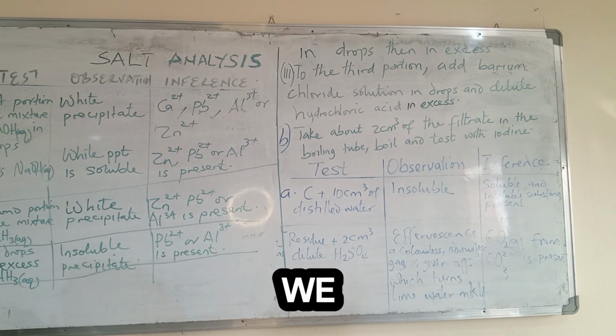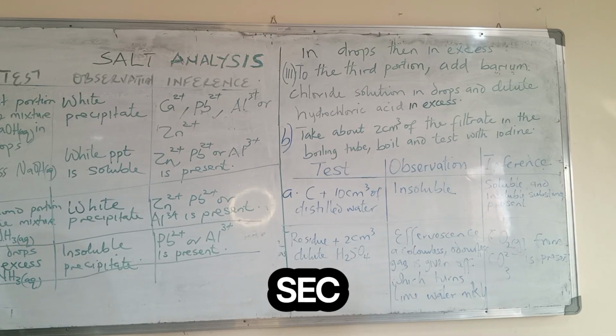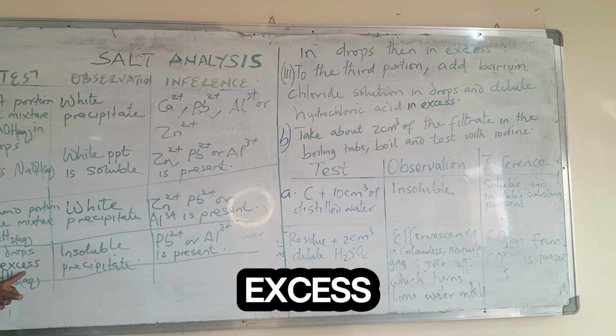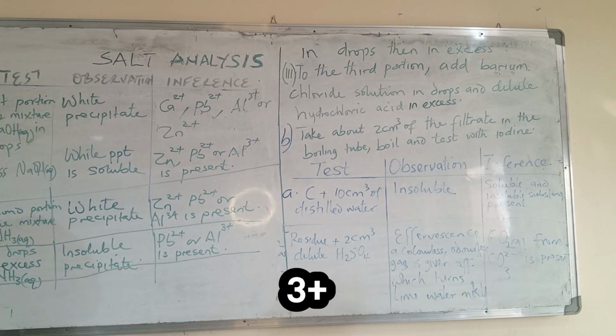Now, we have done the ammonia solution. Now, the third portion, plus excess, you have Pb2+ or Al3+.